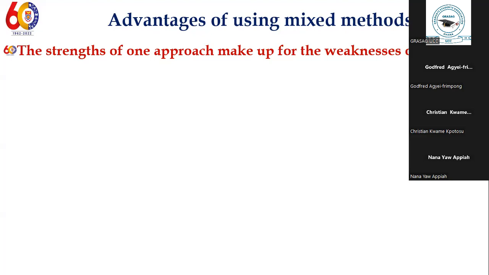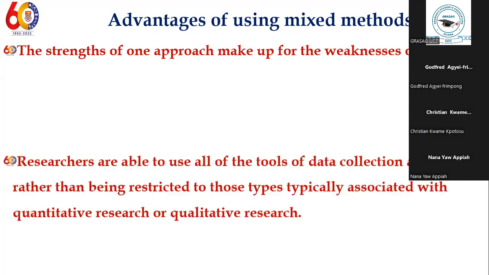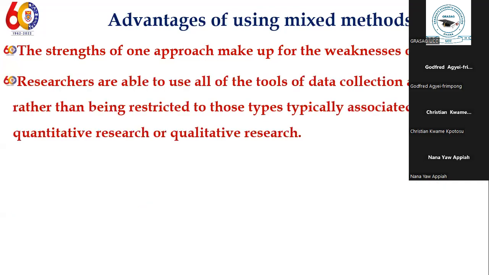Then we have to go back and collect qualitative data so that we know in depth how these people's views relate to the information that they have given to us. Again, you see researchers are able to use all of the tools of data collection available rather than being restricted to only one, maybe a qualitative or quantitative approach. As I have said with the instruments, we use this so that if you need to collect data quantitatively or qualitatively, I think the voice has gone down again.